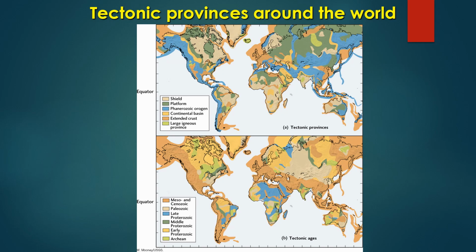Now let's take a look at the global tectonic provinces. Similar to the North America plate, most of the continents have a stable craton center surrounded by deformed fold and fault belts. We can infer that the tectonic history of another continent may also in some degree be similar to that of the North America plate.